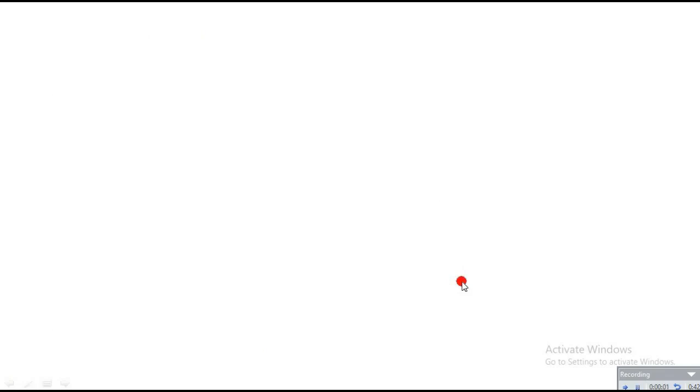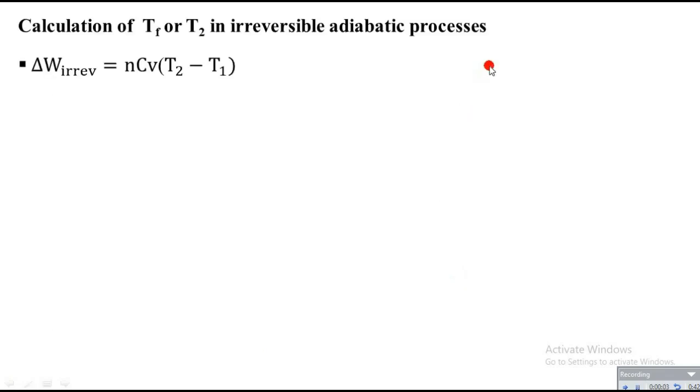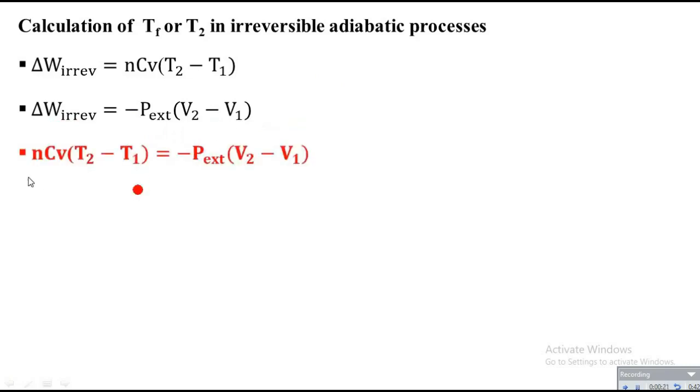How do you calculate then the final temperature? The final temperature we are going to use to equalize the equation. The first one is nCv(T2 minus T1). So we have also another equation, which is work irreversible is equal to minus external pressure times (V2 minus V1). Then we are going to equalize the two equations: nCv(T2 minus T1) is equal to minus P external (V2 minus V1).